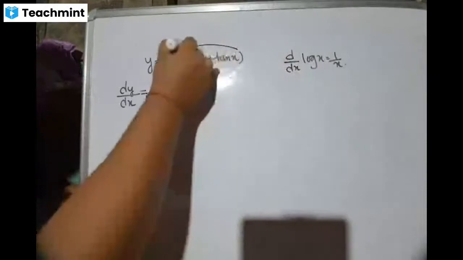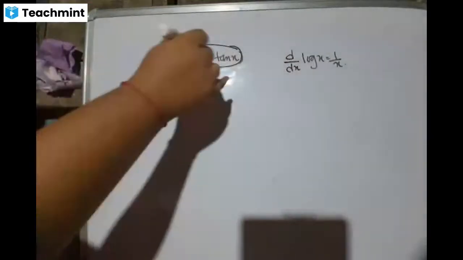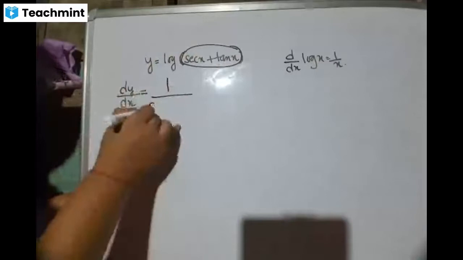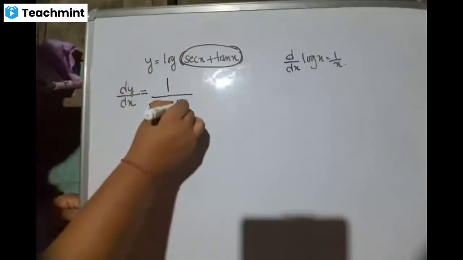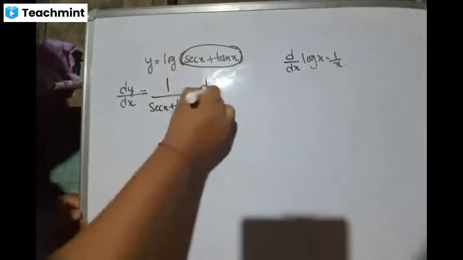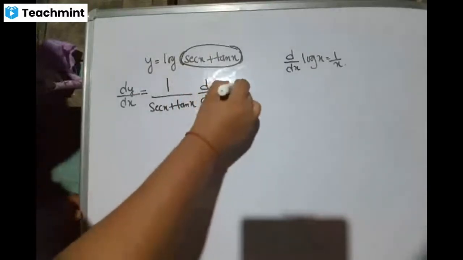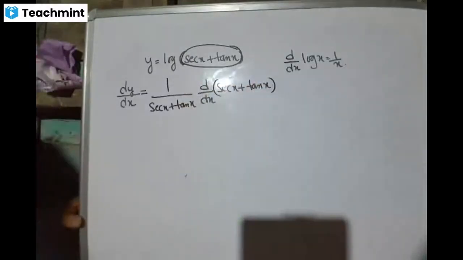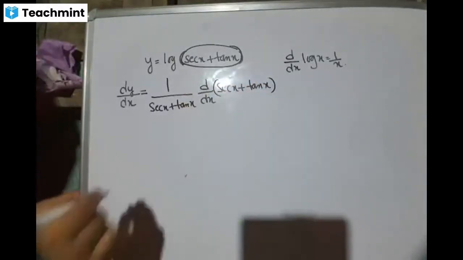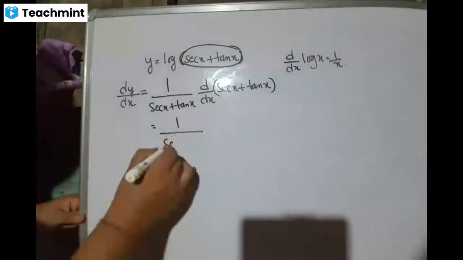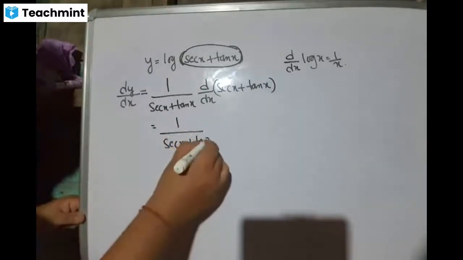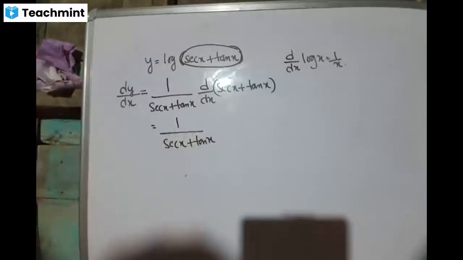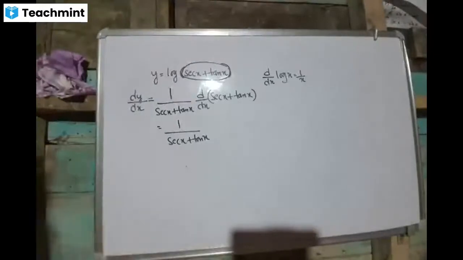So what we need to do is assume this entire thing as x. So derivative of log x becomes 1 by x, that is 1 by sec x plus tan x, but this is just an assumption. So d by dx of sec x plus tan x, whatever you have assumed, you need to differentiate that. So next, what do you get? 1 by sec x plus tan x.